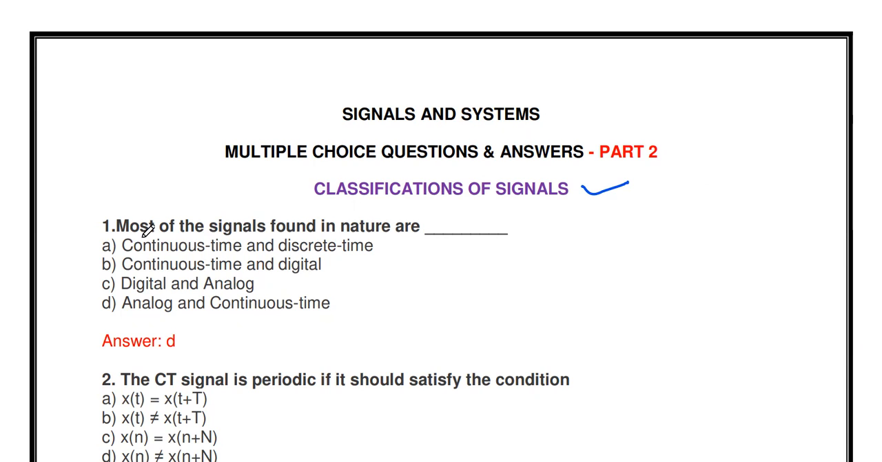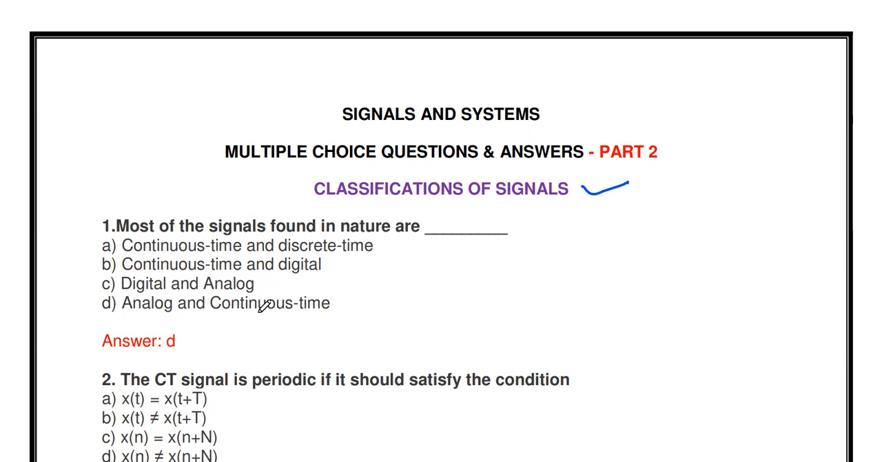So the first question: most of the signals found in nature are dash. So most of the real-time signals are of which nature? Looking at the first choice, continuous time and discrete time. No real-time signal is available in discrete time in nature, so the first one is wrong. The second one is continuous time and digital. A practical signal is not available in digital format either. The third choice, digital, no.